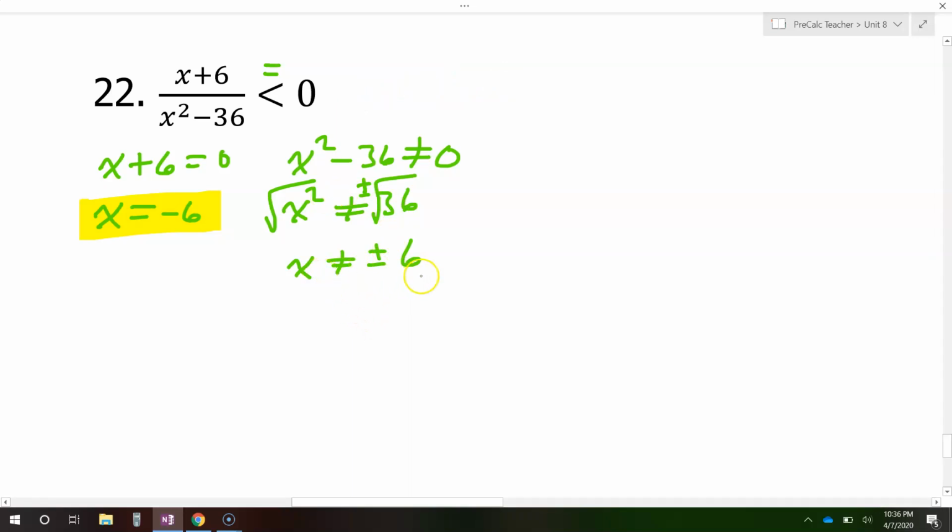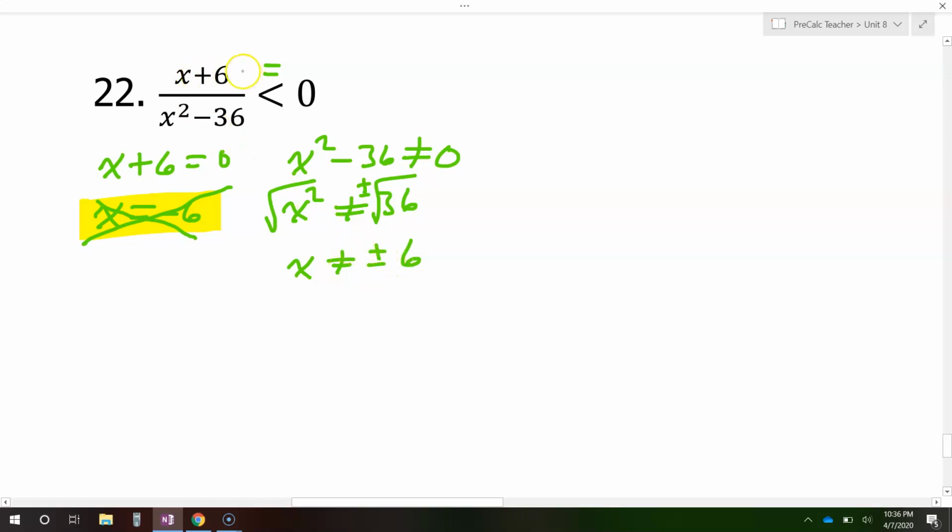Okay, so those are two additional critical values. Interesting. One of the values that x cannot equal is also the value that we got for what x equals. So guess what? This gets overruled. X cannot equal negative 6.